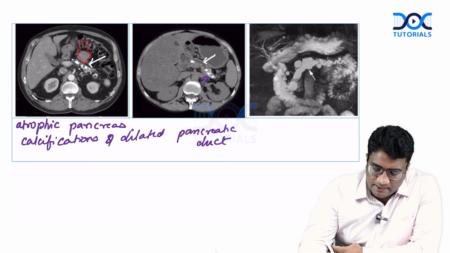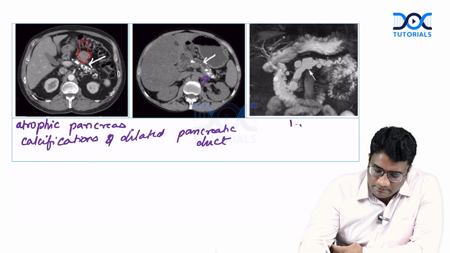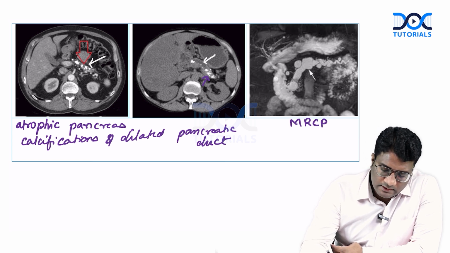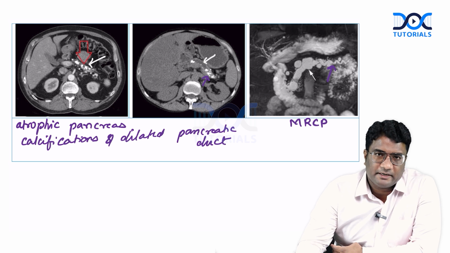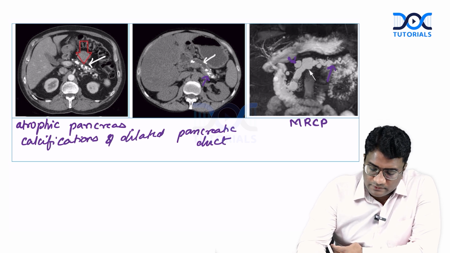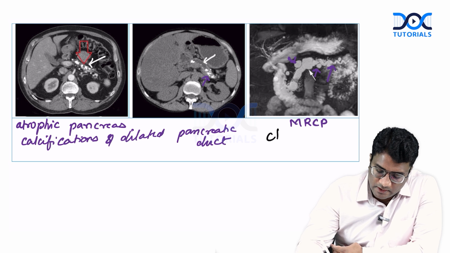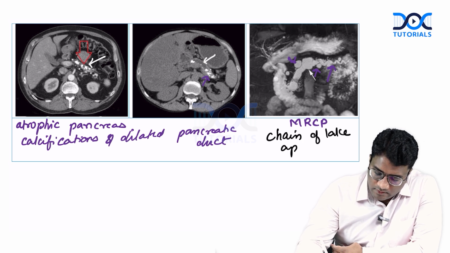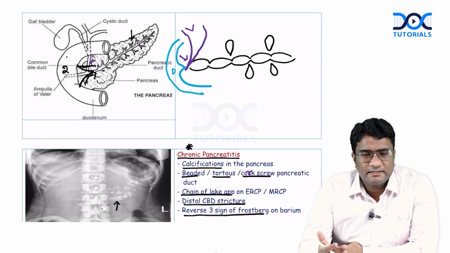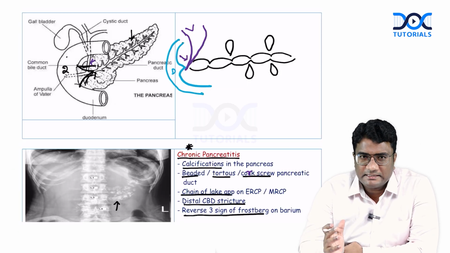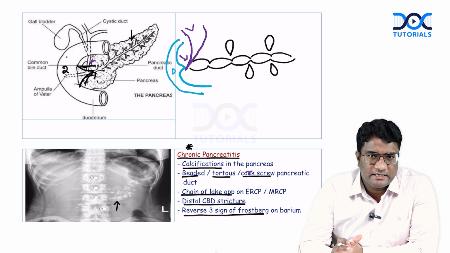And here this is an MRCP image, and on the MRCP image, what do you see? There is a tortuous appearance of the main pancreatic duct. And can you see a lot of side branches also dilated? This is called chain of lake appearance. So chain of lake appearance is also chronic pancreatitis. So what are the other findings in chronic pancreatitis? We see distal CBD stricture and a reverse 3 sign of Frostberg on the barium study.